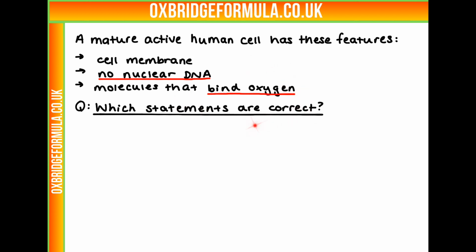Binding oxygen is probably the biggest hint. It's going to be a red blood cell. Red blood cells don't have a nucleus, so they have more space for carrying oxygen. And they do in fact bind oxygen. So we're looking at a red blood cell. Let's look at the statements and see if we can relate them to our red blood cell.